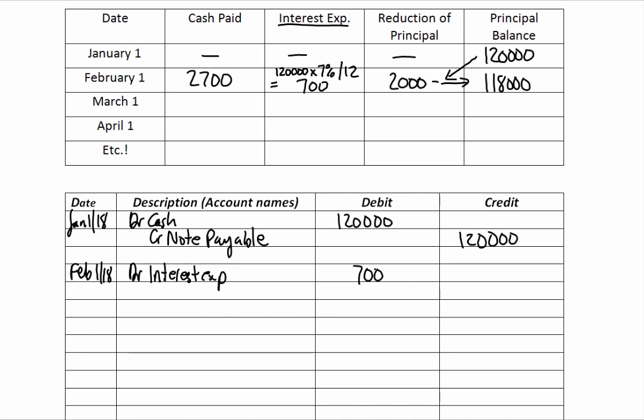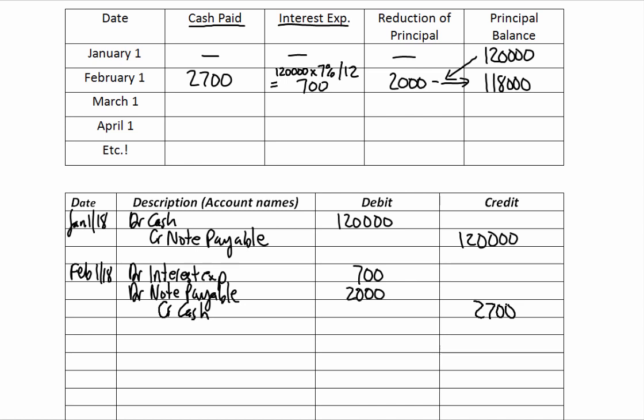What else did I get? I got a reduction in the amount in the note payable because the note payable goes down by $2,000. So that's going to be a debit to the note payable, because I no longer owe them $120,000. I only owe them $118,000 because I paid off $2,000. And then what did I do? Well, I paid over some cash. So that's a credit to cash of $2,700.